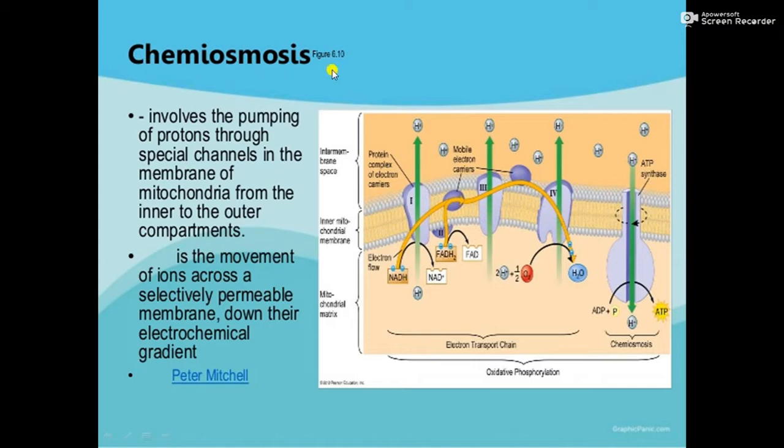And after this chemiosmosis happens. What is chemiosmosis? It involves the pumping of protons through special channels in the membrane of the mitochondria, from the inner to the outer component. Here is the chemiosmosis. When the protons go through the ATP synthase, then chemiosmosis happens. It is the movement of ions across a selectively permeable membrane down their electrochemical gradients, and it forms ATP from ADP and inorganic phosphate, or oxidative phosphorylation.